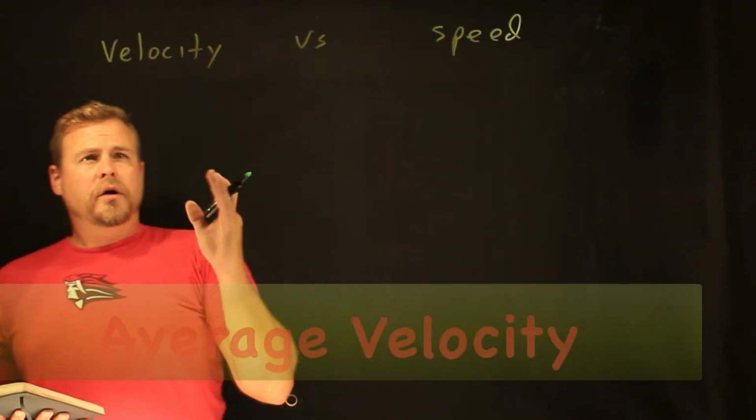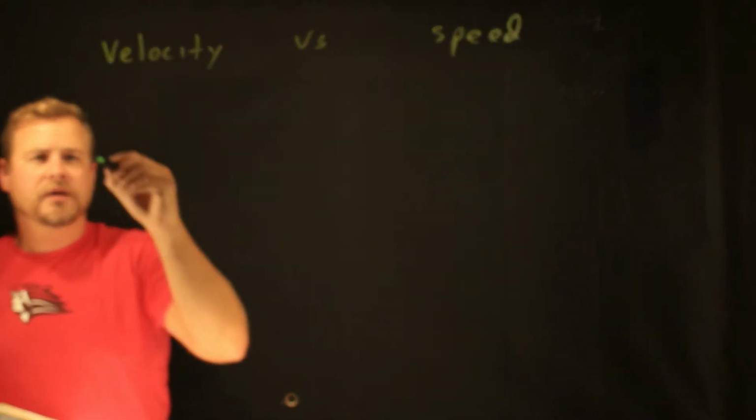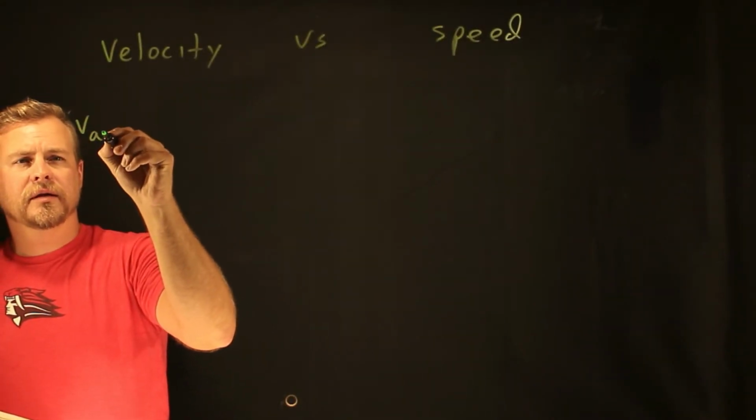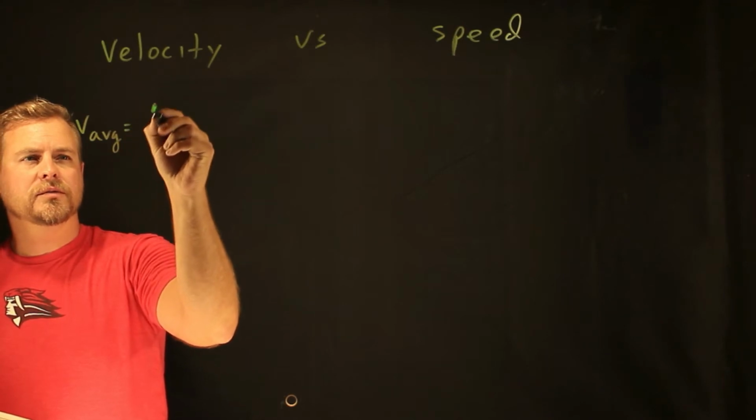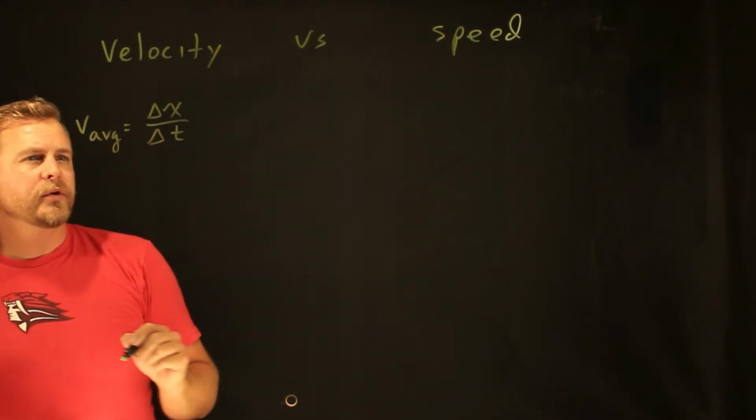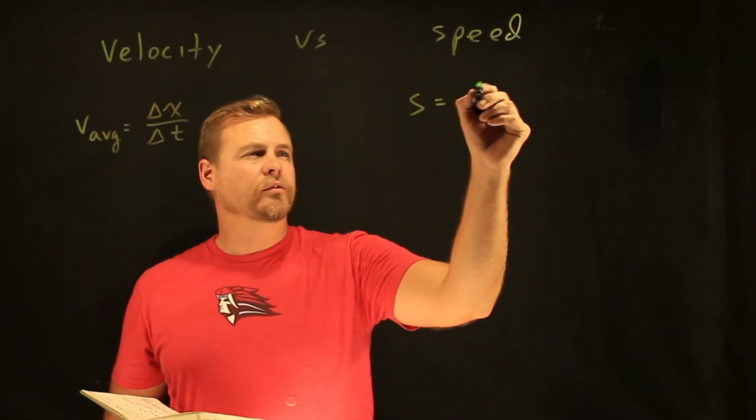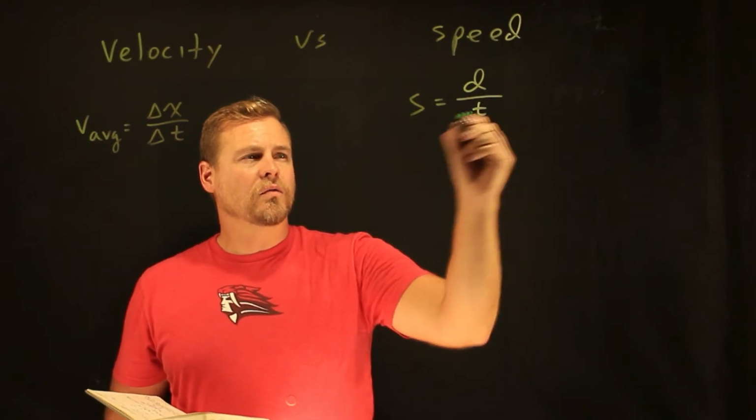Okay, so if we're talking about an average velocity versus an average speed, we would express that v AVG is equal to displacement over the time interval. And then average speed would be equal to the distance over time.